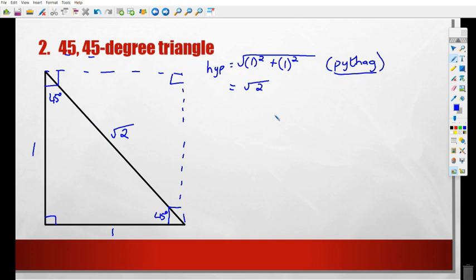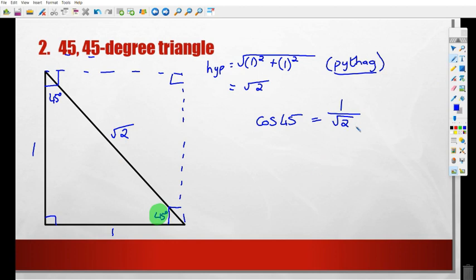If I say go and find, let's say, cos of 45 for me, go find cos of 45 without the use of a calculator. Now you're going to ask me, okay, sir, but which 45 do I use? It does not matter at all. If I use this 45, we know that cos is adjacent over hypotenuse. So we've got 1 over the square root of 2.